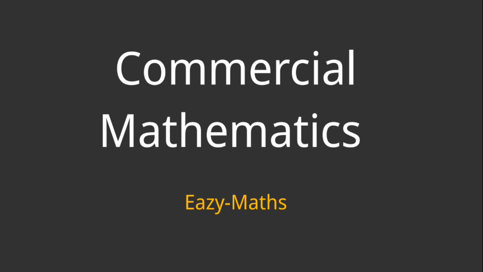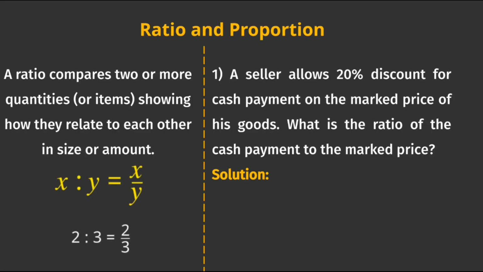We are opening a new series titled Commercial Mathematics. To start with, what is a ratio? A ratio compares two or more quantities or items, showing how they relate to each other in size or amount. So if we write x to the ratio of y, we can move that from ratio to fraction as x over y. So if you have 2 ratio 3, that can be written as 2 over 3.